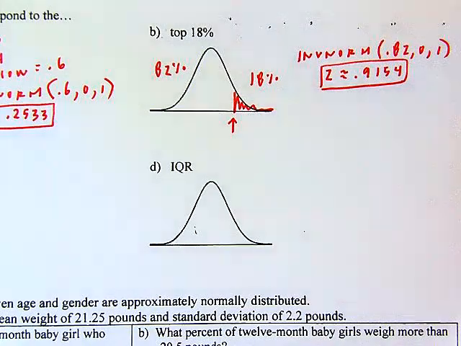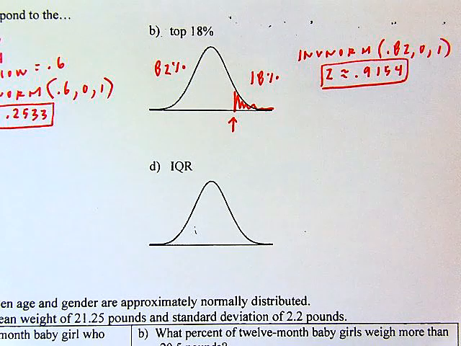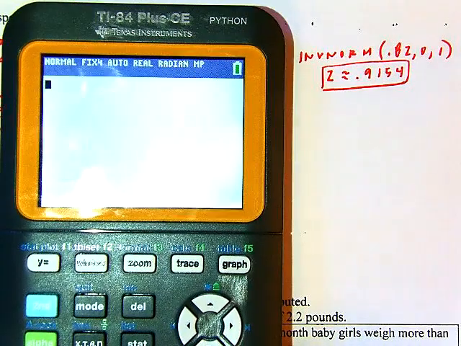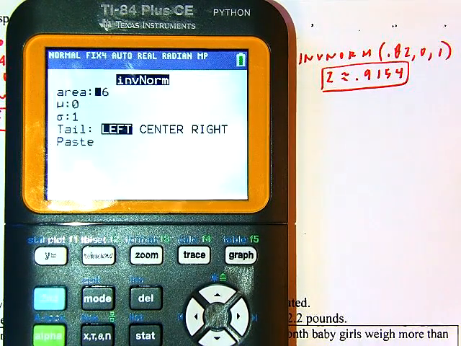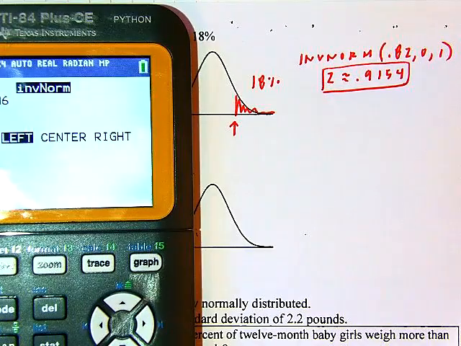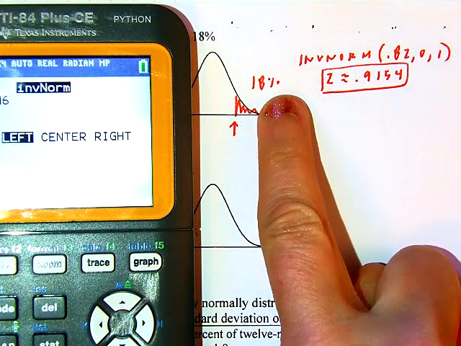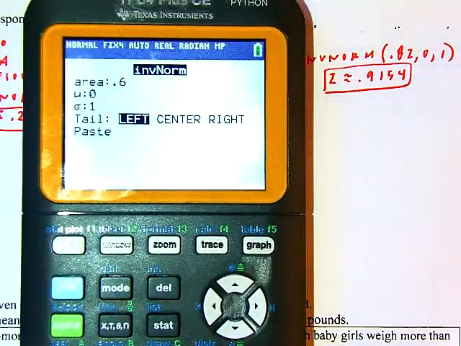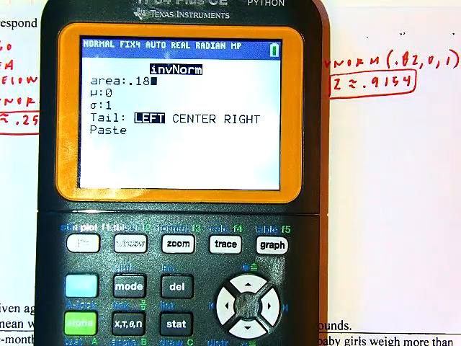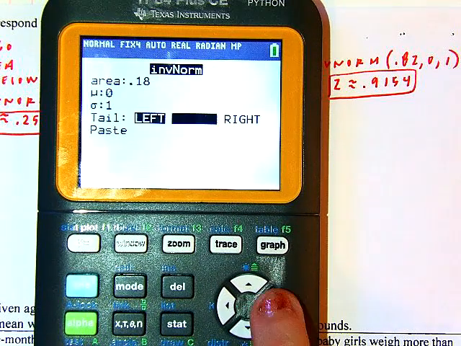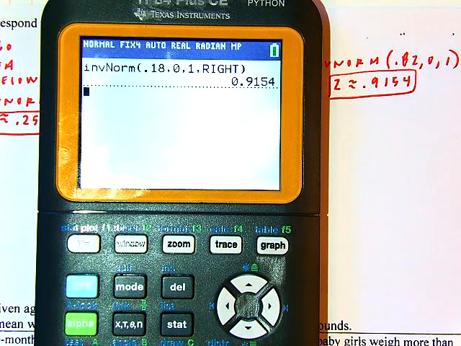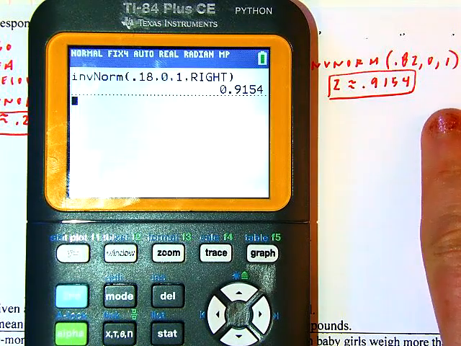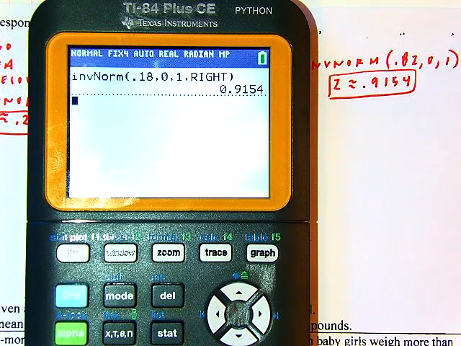But on these newer ones, I'm not going to keep showing this to you, but I'll show it one more time. On these newer ones, I could do it like this. Back to my distributions, inverse norm. I know that the area above, in that upper right-hand tail, was 0.18. So I can say 0.18. Mean and standard deviation are set, and I can say that's the right tail, the upper right tail. Paste it, and you can see that it gets me the same end result. So these newer calculators can do fancier things. They can get to that solution just a little bit faster.